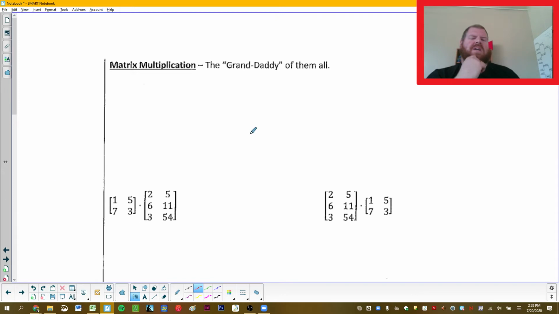So I've labeled matrix multiplication as the granddaddy of them all, because it has the most requirements and is typically the thing that takes the longest. I could see division being the hardest one, but we're not really going to talk about it. We're going to talk about how we could set up a division problem. We're not actually going to divide. So matrix multiplication depends heavily on the dimensions.